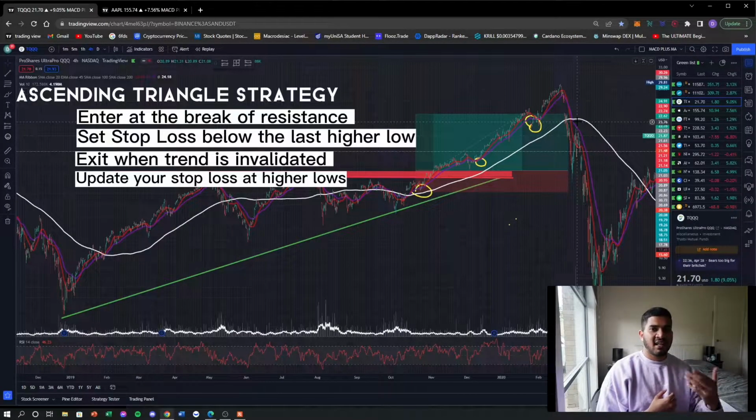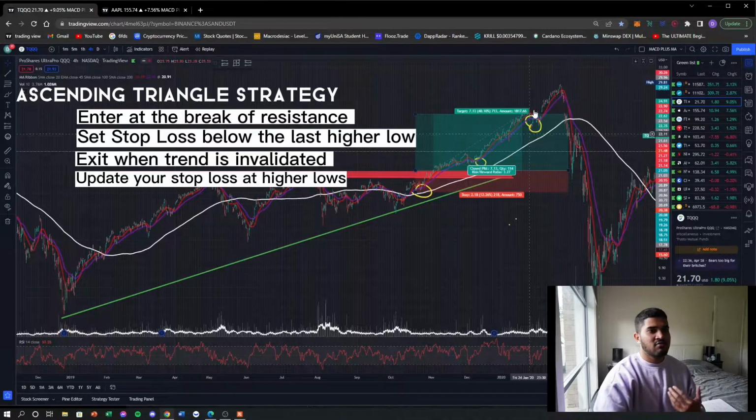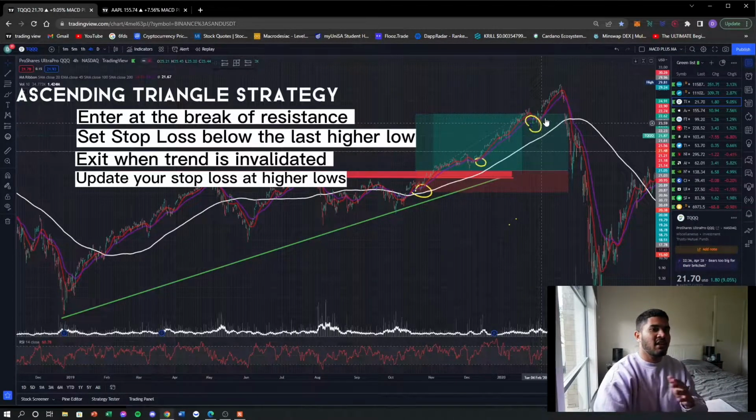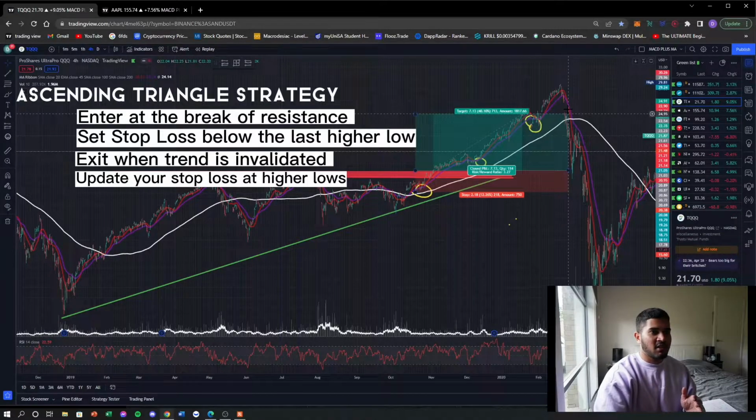Once it has invalidated our trend and put in a new lower high, that's when we get out. That's because it invalidates our trend. It's as simple as that. I'm just repeating myself, but it is as simple as that. It's invalidated our trend, it made a lower high, so get out, take your money, just be happy with it.